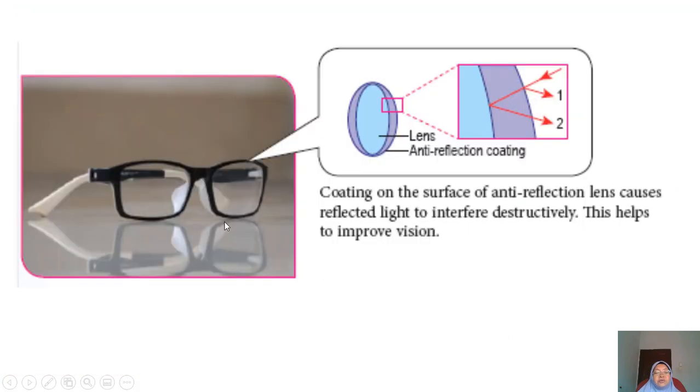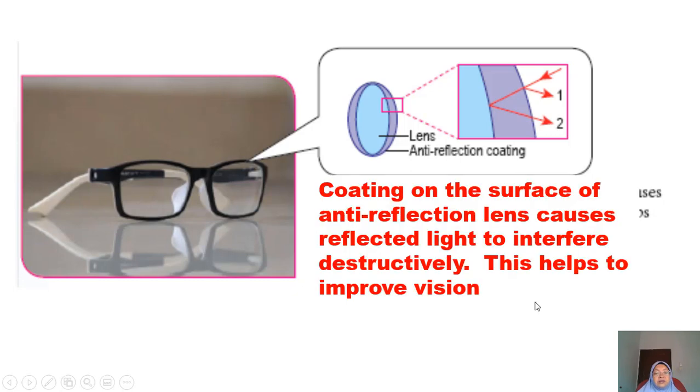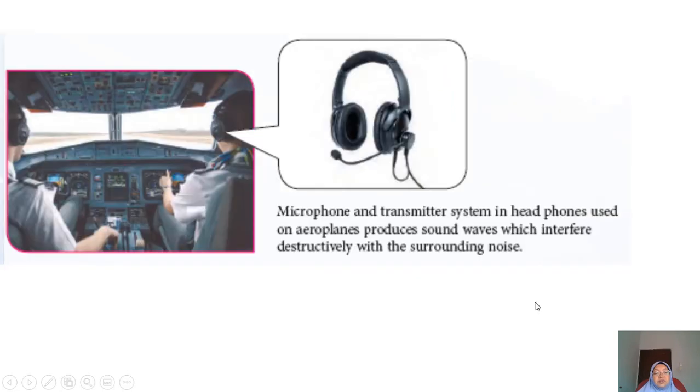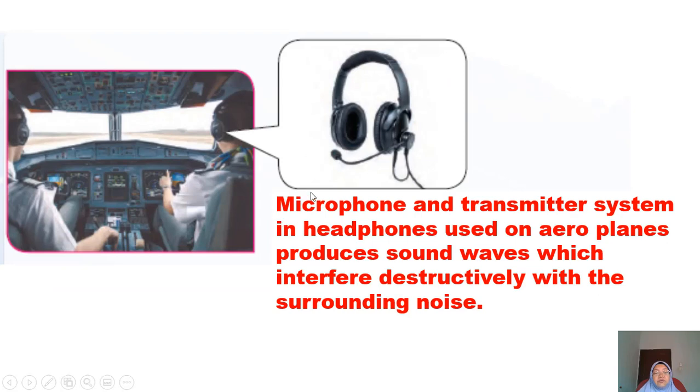Another one is the coating on the surface of anti-reflection lens, which causes reflected light to interfere destructively. This helps to improve the vision of the viewer, right? Okay, so next, microphone transmitter system in headphones used on aeroplanes produces sound wave which interferes destructively with the surrounding noise. So it's very quiet. It will not interrupt the pilot in the cockpit.